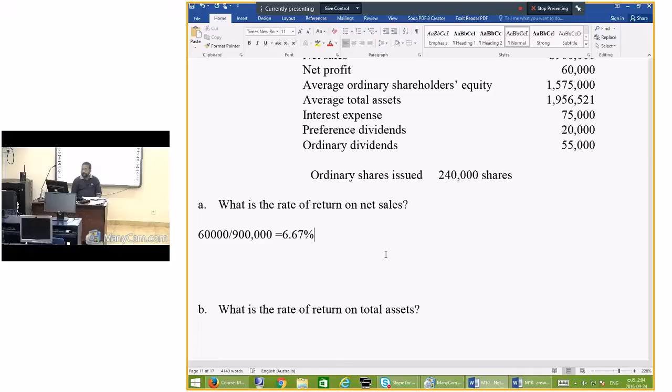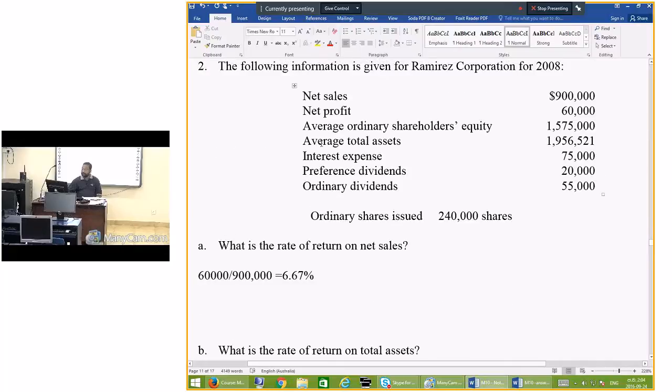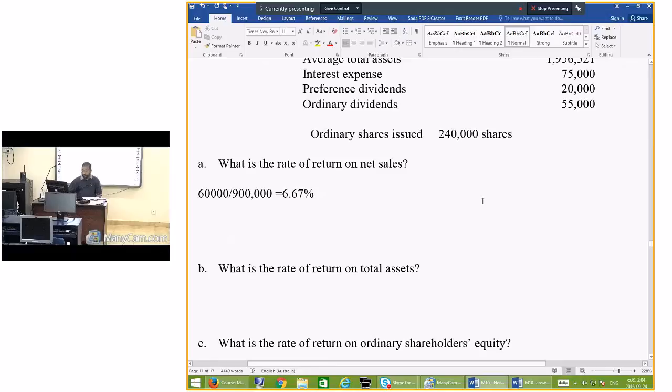What is the rate of return on total assets? Average total assets given is 1,956,521. Rate of return means the net profit. When calculating the rate of return on total assets, we have to add back interest expenses to the profit. Then that should be the total profit.